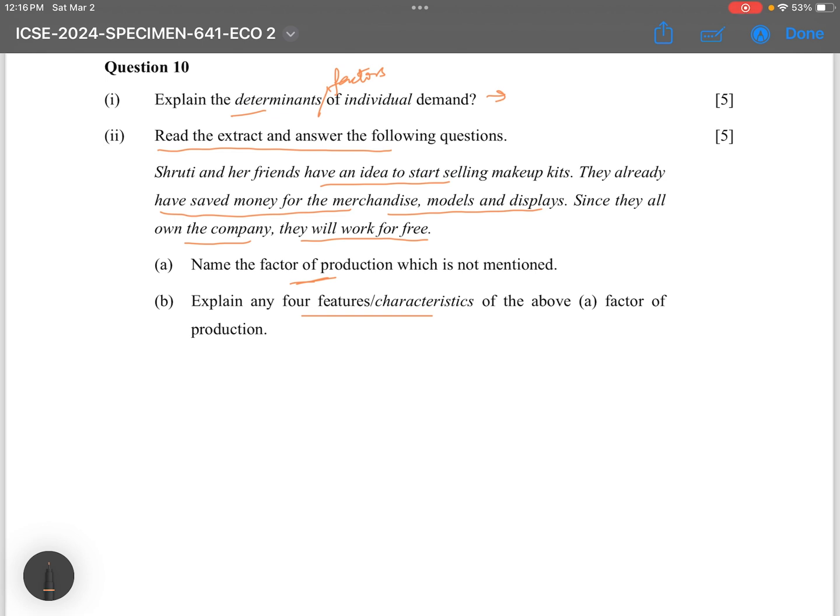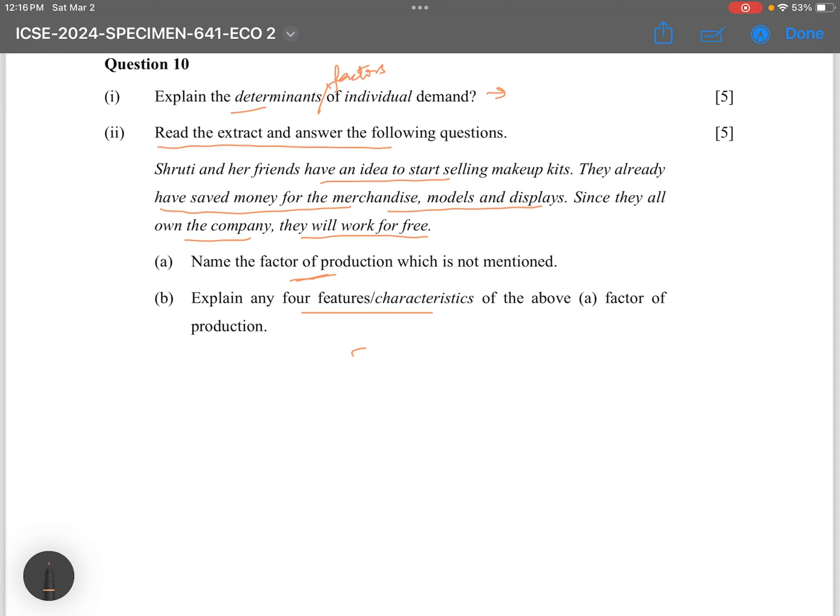Free gift of nature, it is limited in supply, it has many uses, it's a primary factor of production, it's a passive factor of production. Actually, those will be good features here. Primary, passive, limited in supply, free gift of nature, it's permanent, immovable. So these are features. Make sure that you write the features and not the functions. Many children make mistakes between features and functions, especially in this chapter.